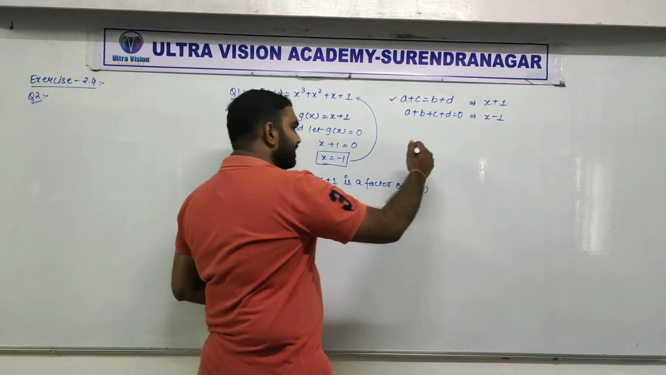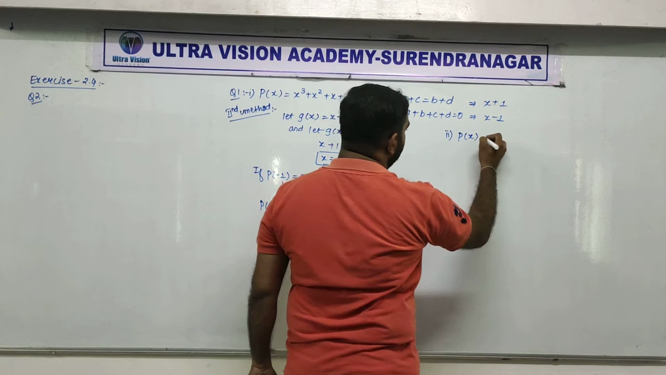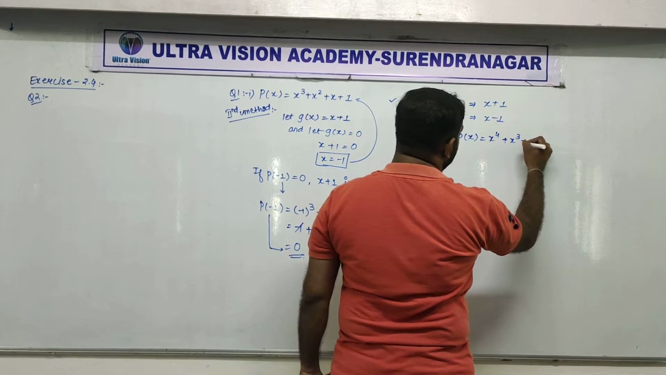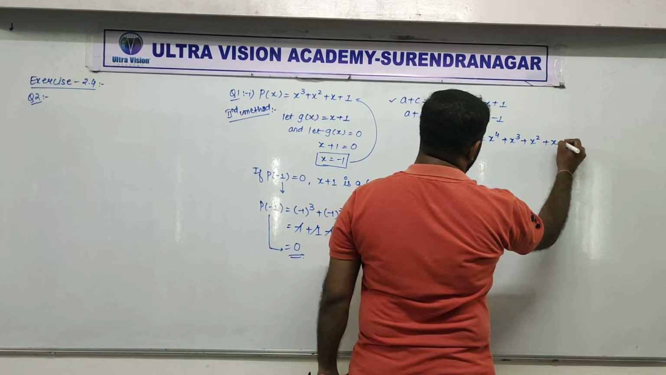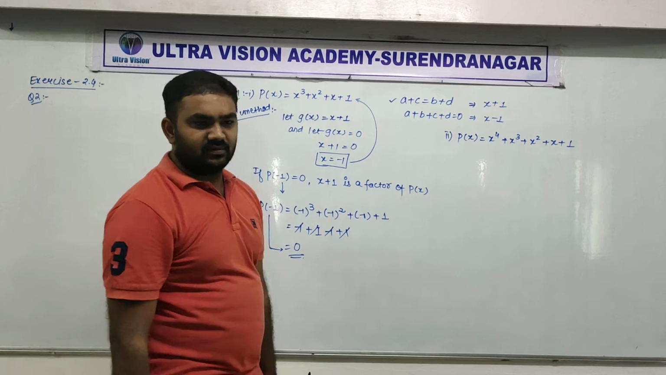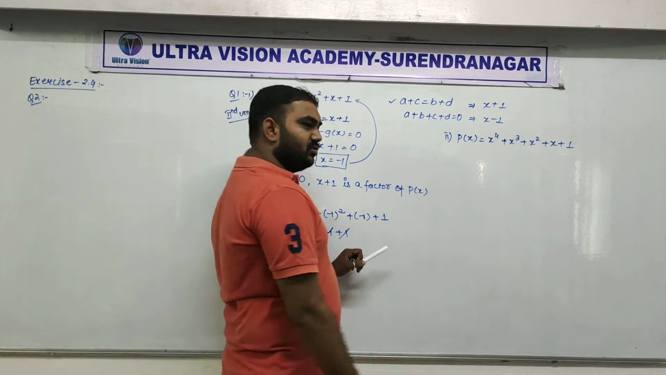Now, in the same way, the second question. In the second question, what is p of x given? x to the 4 plus x cube plus x square plus x plus 1. We want to see the second part of question 1. Yes or no? Yes. Okay.